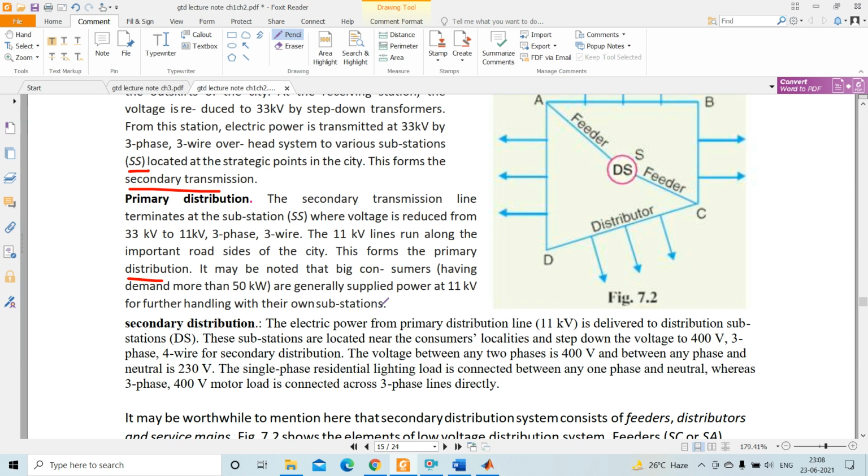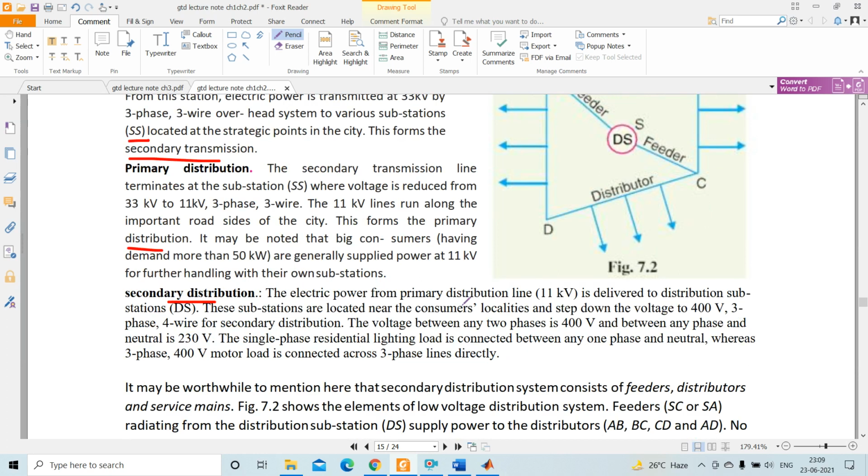Then the next one is the secondary distribution. The electric power from the primary distribution line at 11 kV is delivered to the distribution substation, DS. These substations are located near the consumer's locality and step down the voltage to 400 volt, three-phase, four-wire for secondary distribution. The voltage between any two phases is 400 volt and between any phase and neutral is 230 volt. The single-phase residential lighting load is connected between any one phase and neutral, whereas three-phase 400 volt motor load is connected across the three phase lines directly.